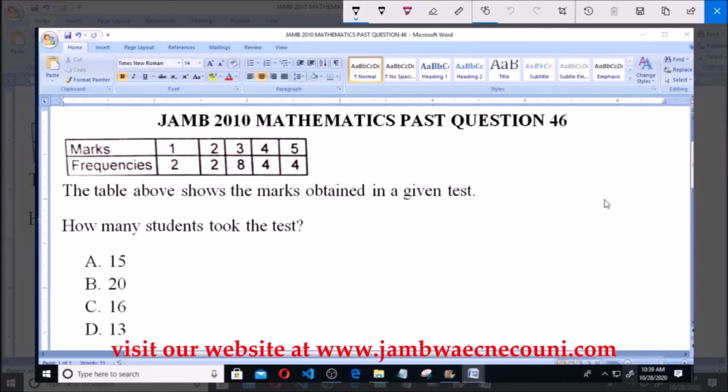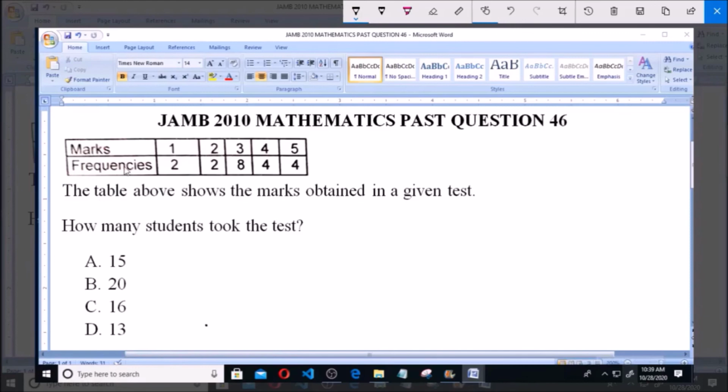Now looking at the table above, we are given the marks obtained by these students, and the frequency here simply signifies the number of students that scored the marks. Now for 1 mark, 2 students got 1, for 2, 2 students got 2, for 3, 8 students got 3, for 4, 8 students got 4, and for 5, 4 students got 5 marks.